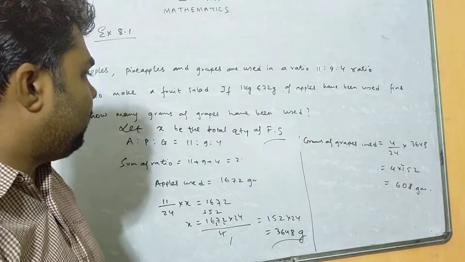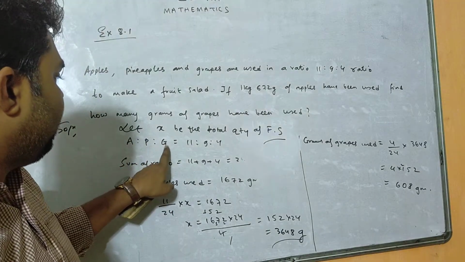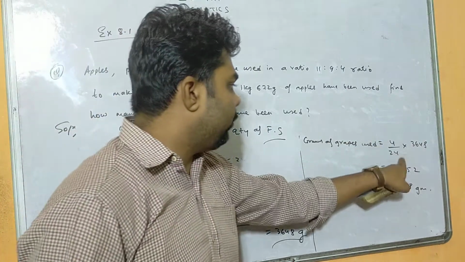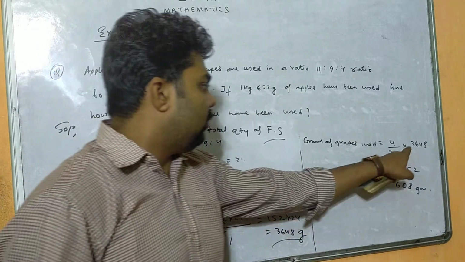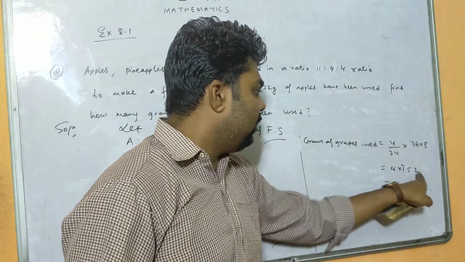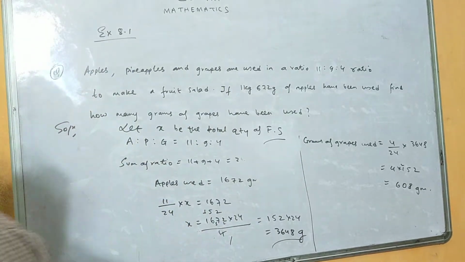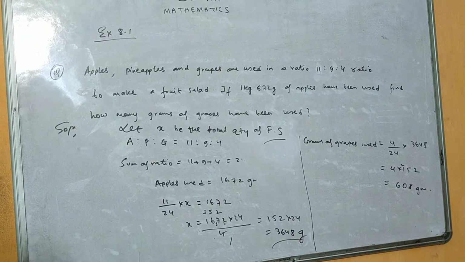So how much was grape then? Which one is grape? Apple, pineapple, grape. So grape is 4. So 4 by 24. Right? 4 by 24 into total fruit salad. Now 24 152s are 3648, and 4 152s are 608. So 608 gram grapes are mixed in the fruit salad.